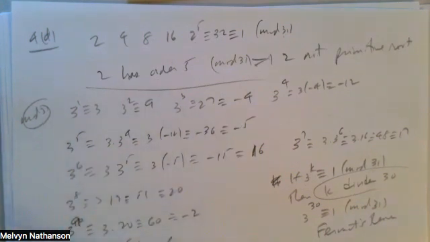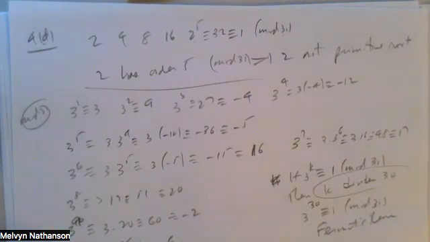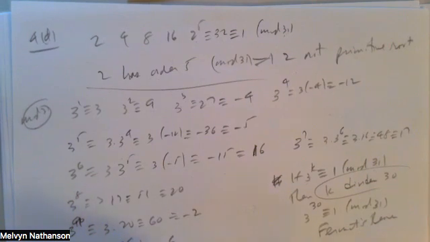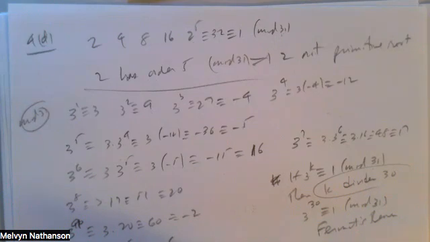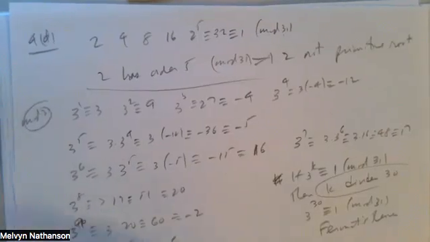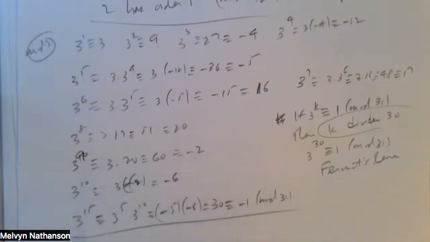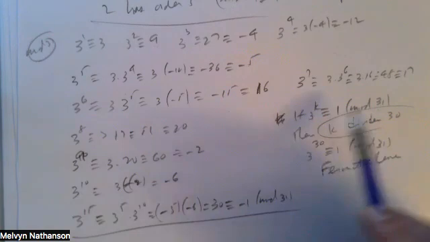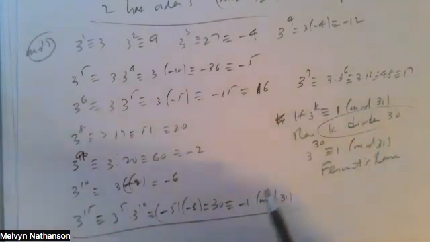3 to the 5th is minus 5. So 3 to the 15th, which is 3 to the 5th times 3 to the 10th, is minus 5 times minus 6, which is 30, which is minus 1 mod 31. So we just proved 3 is a primitive root modulo 31, because the order of 3 mod 31 is a divisor of 30.